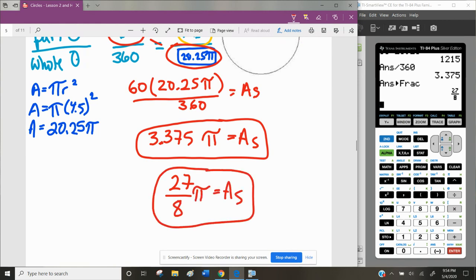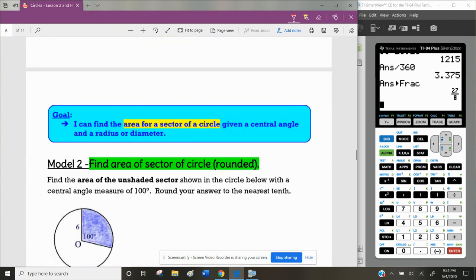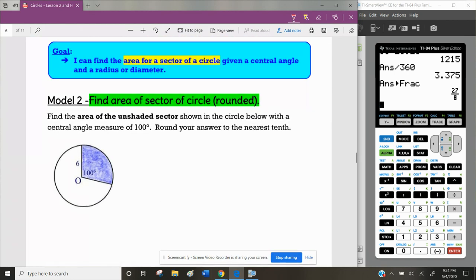So that's the first example. We're going to do another one. So again, we're finding the area of the shaded sector of a circle. If you want to try this one on your own before I go through the model, please do. You can always pause the video and do that.